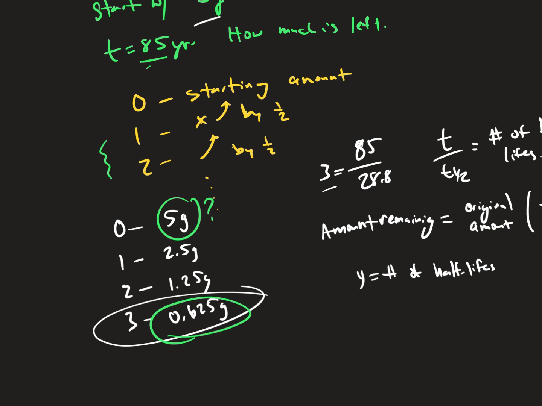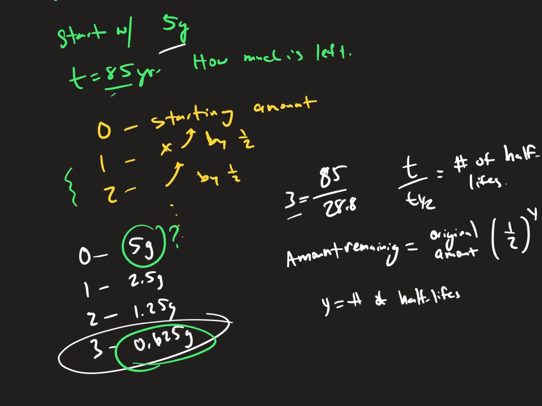Make sense? Or maybe instead I'll say, well, how much time has elapsed if I give you this and give you this? We can figure out how many half-lives it takes to get there. Times that by the half-life, and that's how much time has elapsed. Does that make sense?